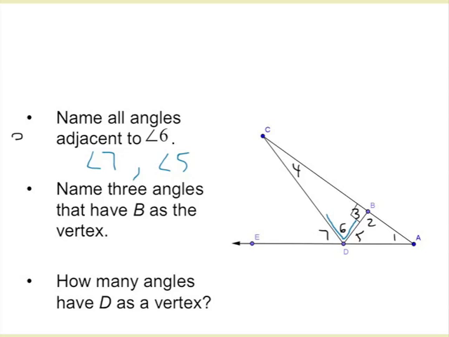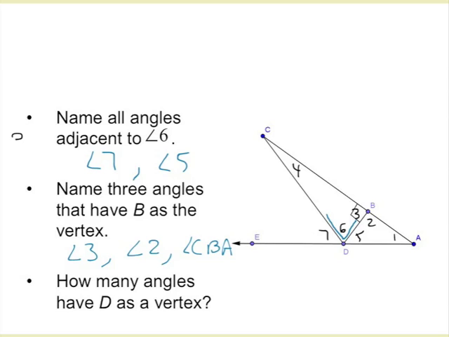Name 3 angles that have B as the vertex. What is one of them? 3. Angle 3. Angle 2 has B as the vertex, and now it gets tricky. So 3 and 2 are there with their corner at B, but I said name 3. 180. Yeah. The 180 angle. So we would name that angle CBA. Okay?